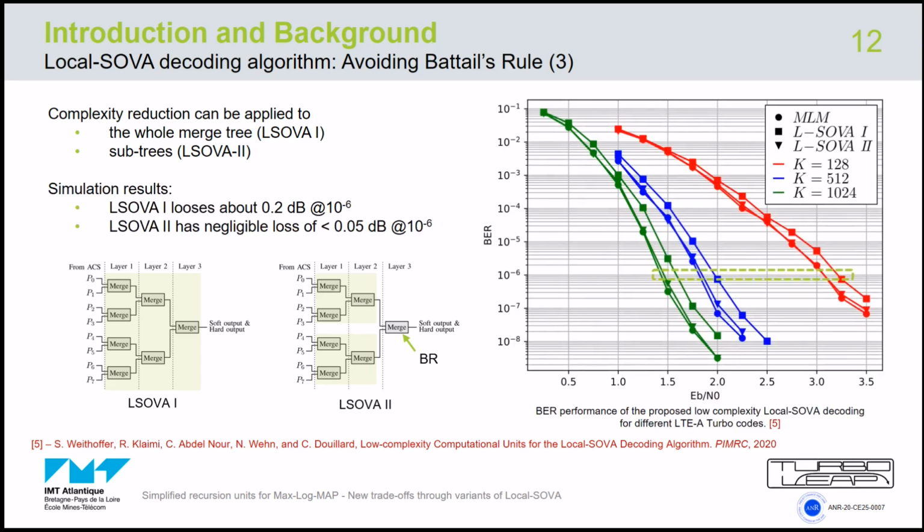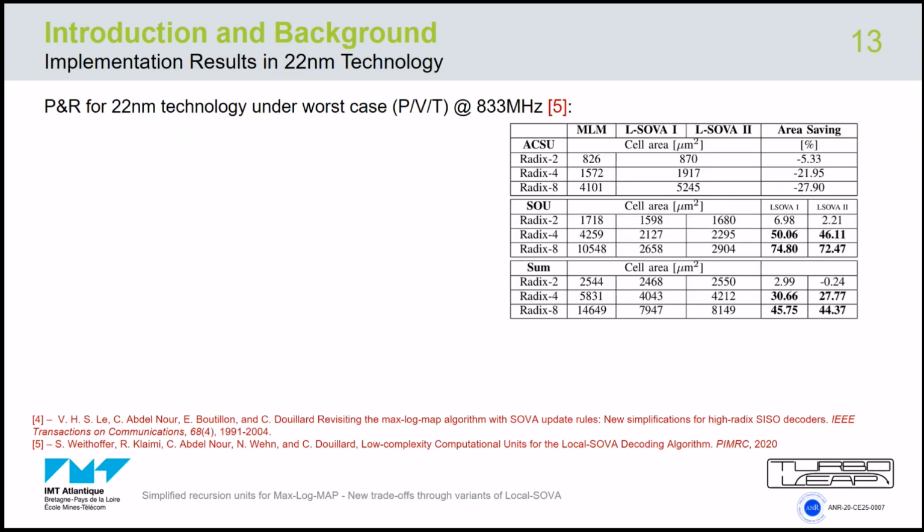And as we see here in the bit error rate simulation results for 3 LTE turbo codes for rate 1/3 and BPSK modulation, the single use of Bataille's rule for the local-SOVA 2 brings only a negligible performance loss, while local-SOVA 1 loses about 0.2 dB at bit error rate 10 to the -6. We implemented soft output and ACS units in VHDL and placed and routed them for 22nm technology alongside their MaxLogMap counterparts with identical quantization for fair comparison.